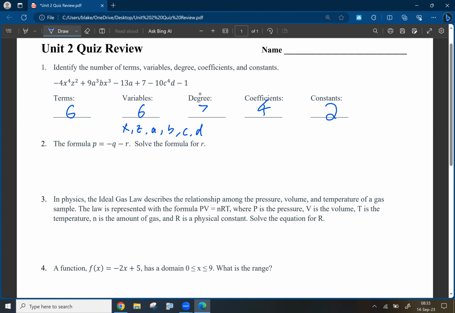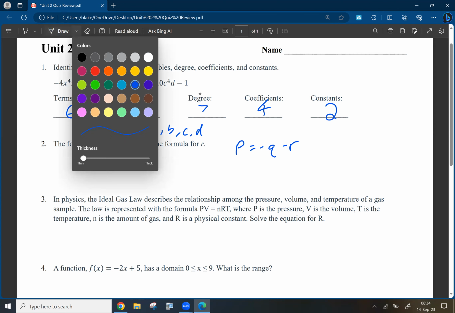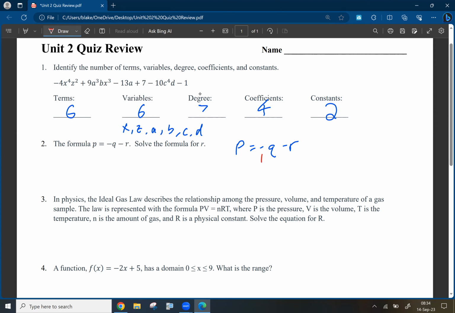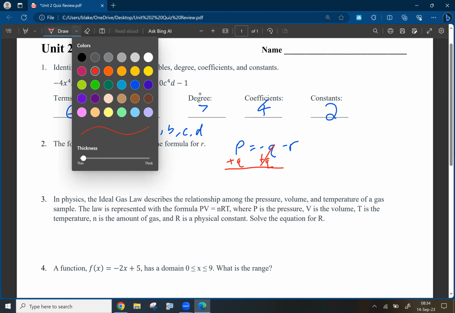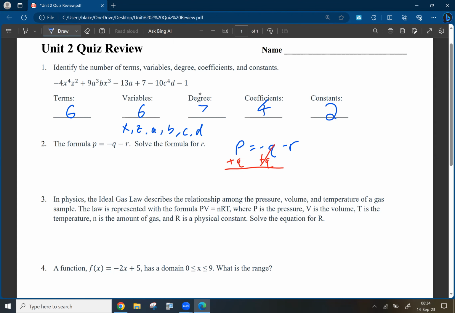It says solve the formula for R. Let me write the formula out over here. We have P equals -Q minus R. The first thing I want to do is add the Q over to the other side. So plus Q, plus Q, and that cancels it out. On the left, we have P plus Q. They don't combine, they just separate. P plus Q equals -R.